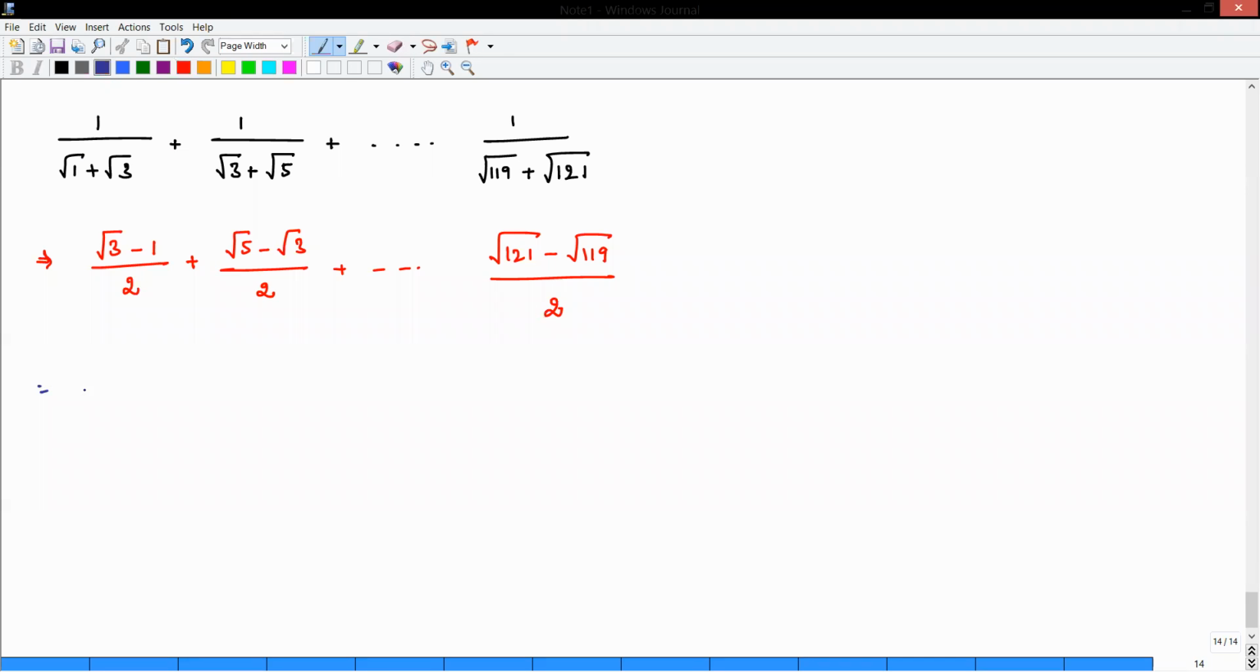So if you take the 2, again you'll be left with what? Root of 121 minus root of 1. First, last minus first. 11 minus 1, 10 by 2, which is 5. Hope it's understood.